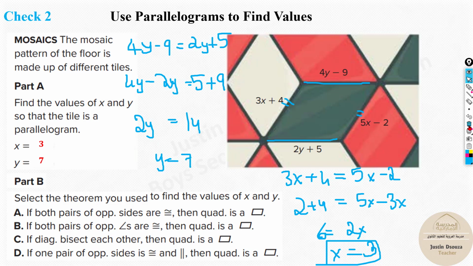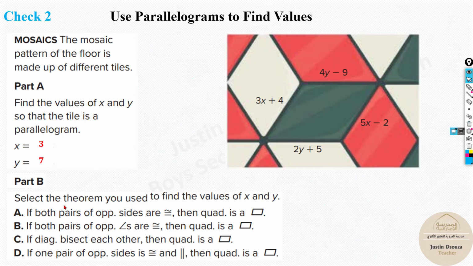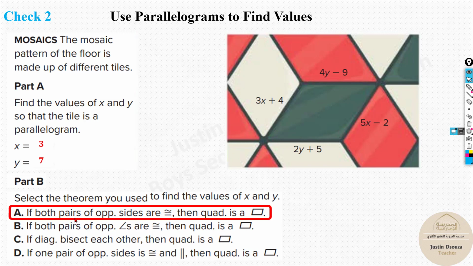Now this is not over. They have told something else. Select the theorem you use to find the values of x and y. What would we solve over here? The sides, both the sides are congruent, right? So you just see where is side. Both the pair of opposite sides are congruent. Then the quadrilateral is a parallelogram. This is the parallelogram symbol. This is the congruent symbol. The first one.